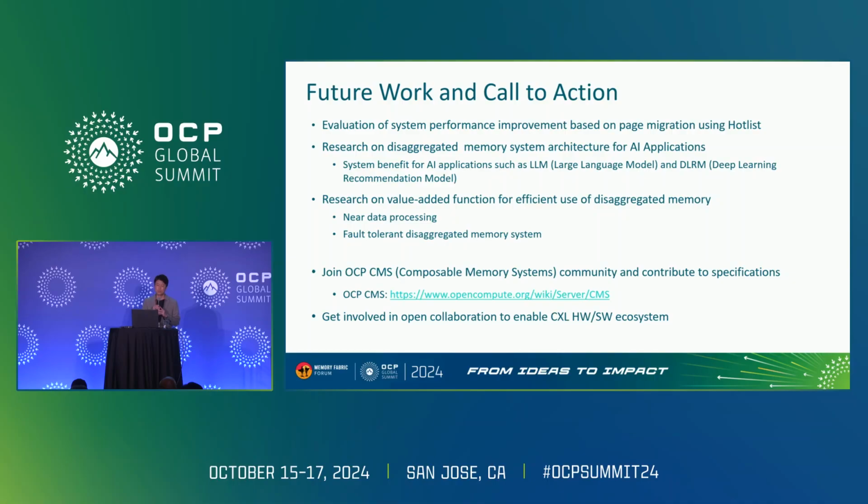All right, so our work is aligned with OCP-CMS, and I'd like to invite you to join us in this effort. And above all, we really would like to do open collaboration with industry partners to enable the CXL hardware-software ecosystem. All right, so that's all I have for this presentation, and thank you.